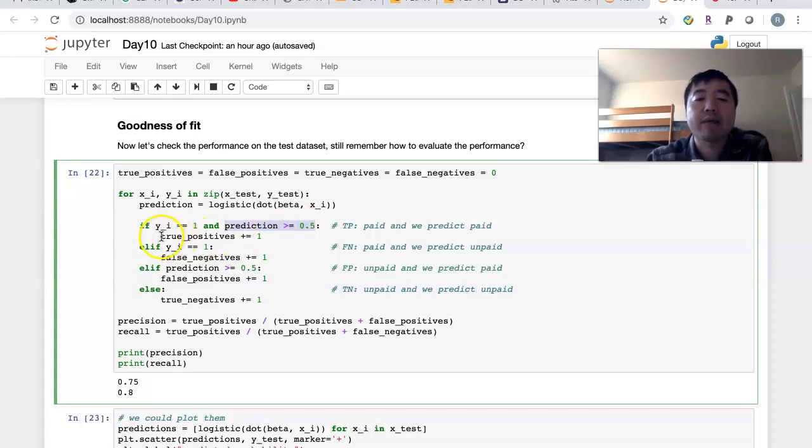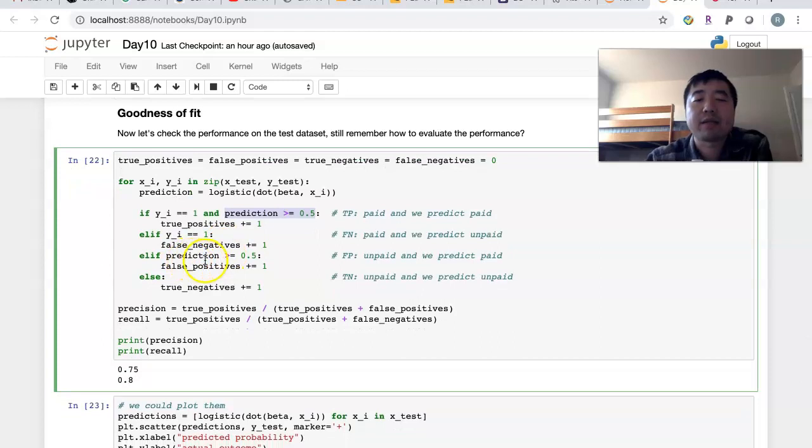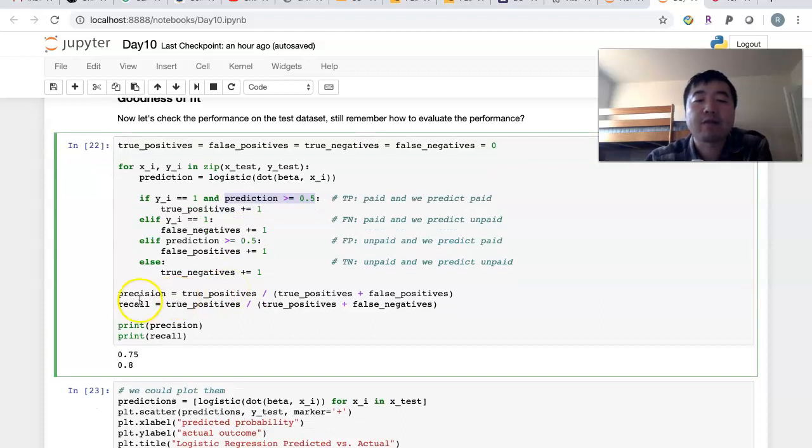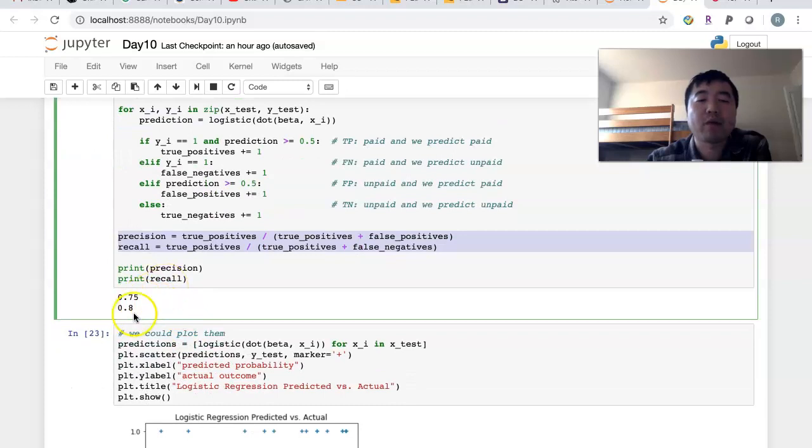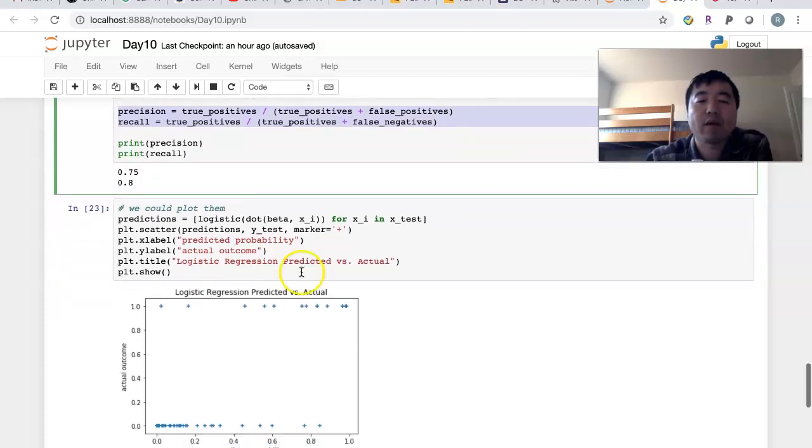So we update the true positive. Else if yi is still 1, that means your prediction is wrong, so we get a false negative. Else if your prediction is 1, but y is 0, then we have a false positive, otherwise true negative. So for your final precision, you can just use the stats you counted, and we get precision 0.75 and recall 0.8. Not too bad. That means we're doing something quite okay.